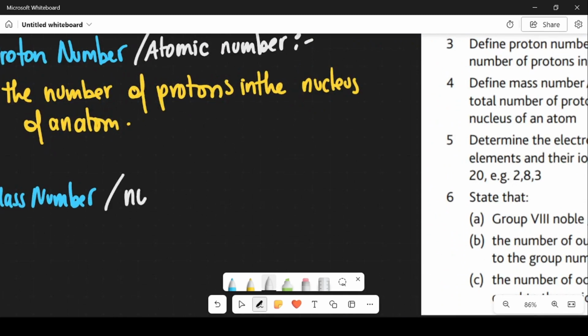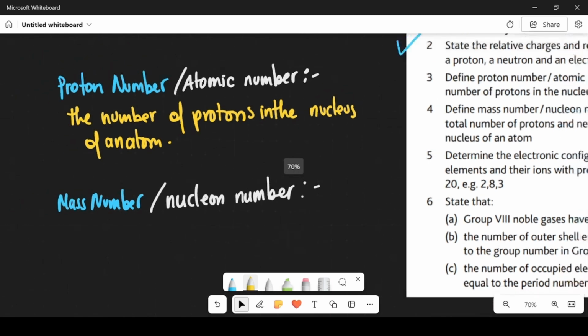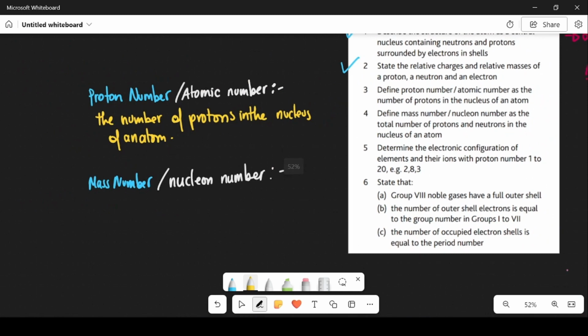Another word you can use is nucleon number. All right. So what this is basically is the total number of protons and neutrons in the nucleus of an atom.